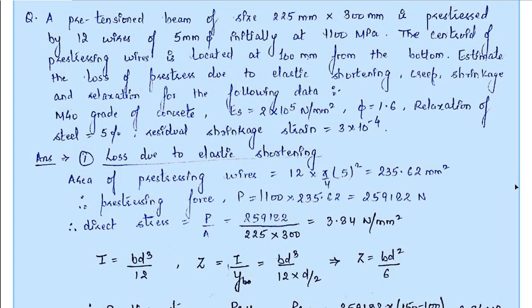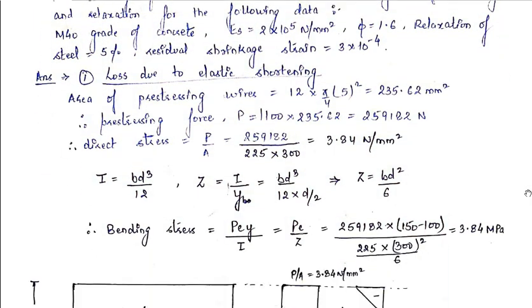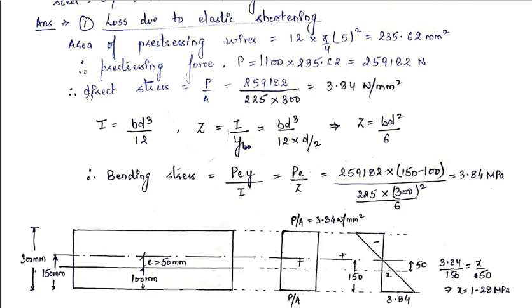So first of all, we will find out the loss of pre-stress due to elastic shortening. Just like we did in the previous numerical, the same procedure we are going to follow here also to find out the elastic shortening. Now we know that in a rectangular section, the neutral axis lies at the mid depth of the cross section. So the total depth of the rectangular section is given as 300 mm. So obviously the neutral axis will lie at the middle of the depth, that is 150 mm. So the neutral axis will be at 150 mm from the bottom or from the top.